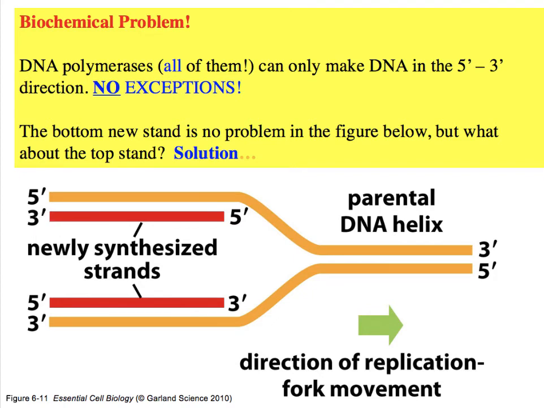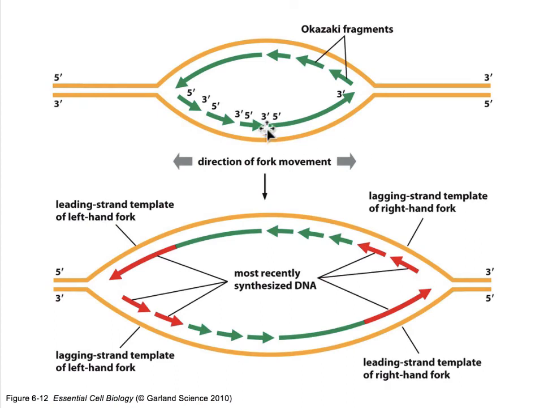This presents living cells with a conundrum. The solution to this conundrum is quite elegant, as we'll now see. The solution is to continue to make the bottom strand in the forward direction as that bubble continues to grow to the right, and to make the top strand backwards. As the bubble opens, new primers are laid down, and it is then grown in the reverse direction until it joins a pre-existing strand of DNA.